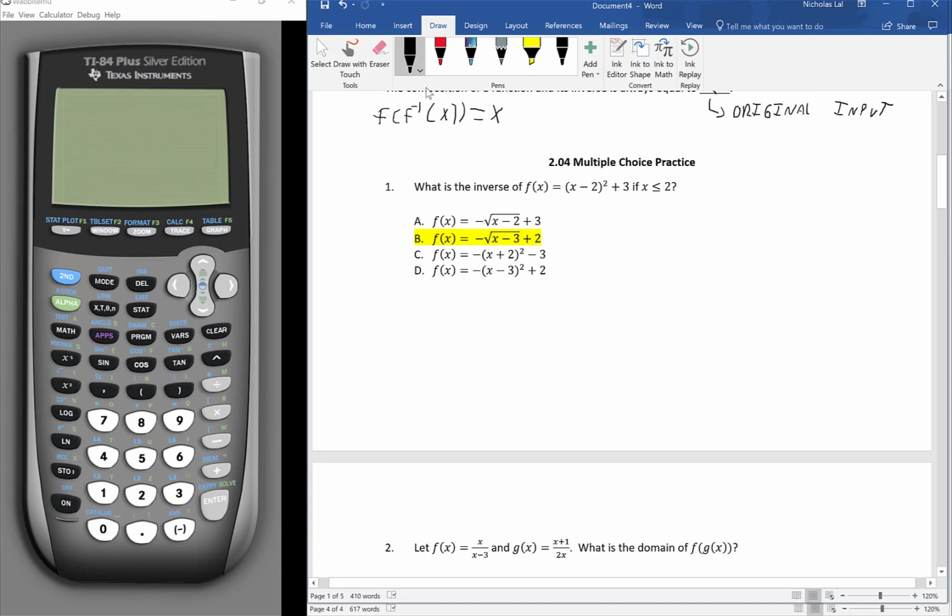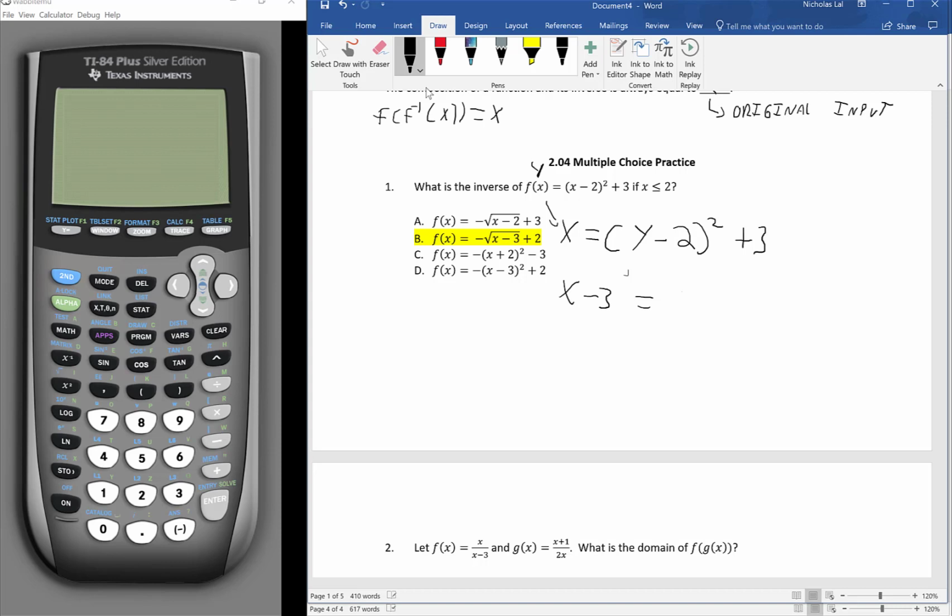All right, what is the inverse of f of x equals (x minus 2) squared plus 3, if x is less than or equal to 2? So here our first step is to switch the y's and the x's. So this y, because f of x is the y term, becomes x. x is equal to (y minus 2) squared plus 3. Subtract 3: x minus 3 is equal to (y minus 2) squared. So we subtracted 3 from both sides. All right, and now we have to isolate the y. So we take the square root of both sides.